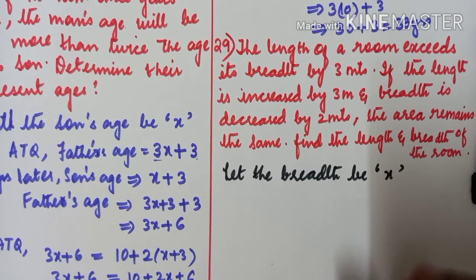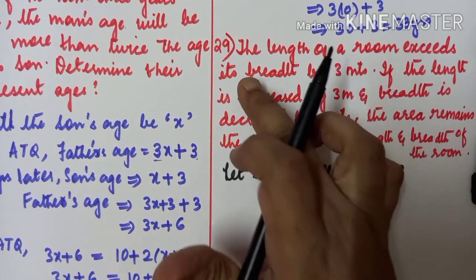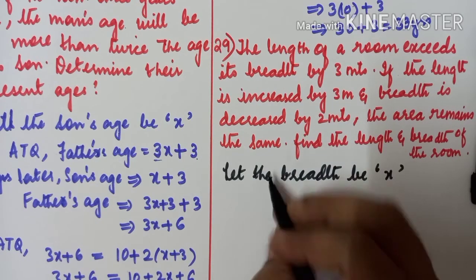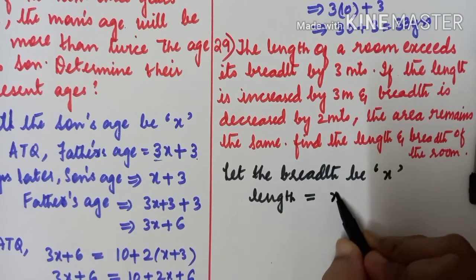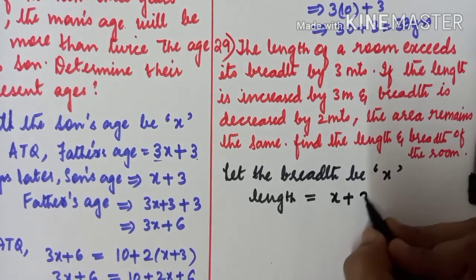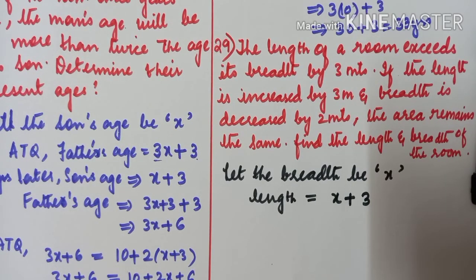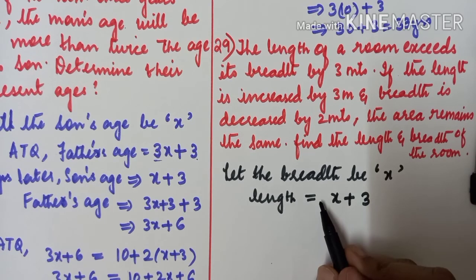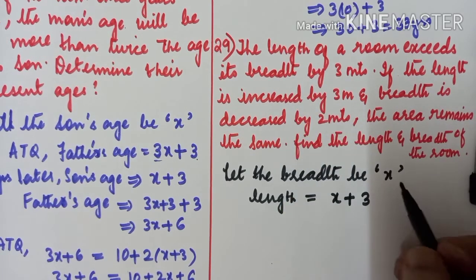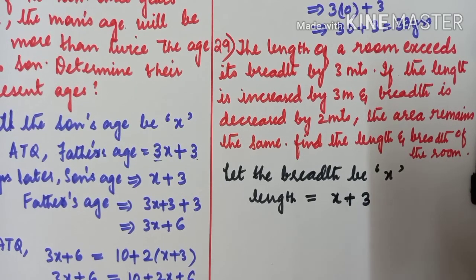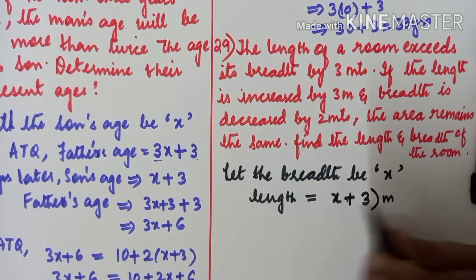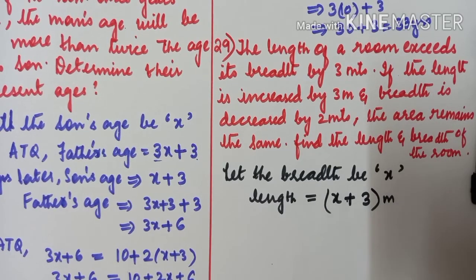The length of a room exceeds its breadth by 3 meters, so now length is what? Length is nothing but x plus 3. It exceeds its breadth by 3 meters, so breadth we have assumed as x, exceeds by 3 means plus 3. So this is your length and this is your breadth which we have assumed.